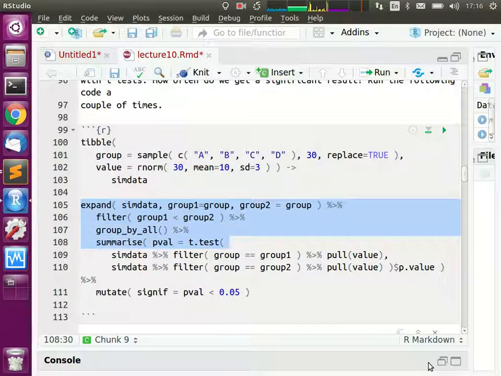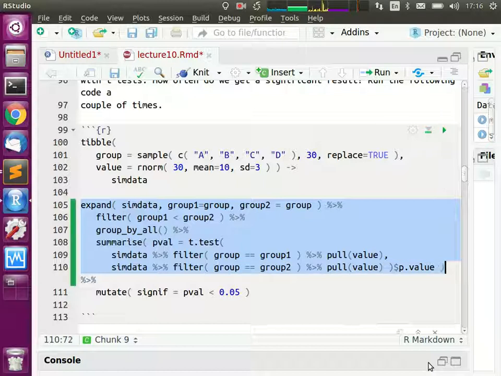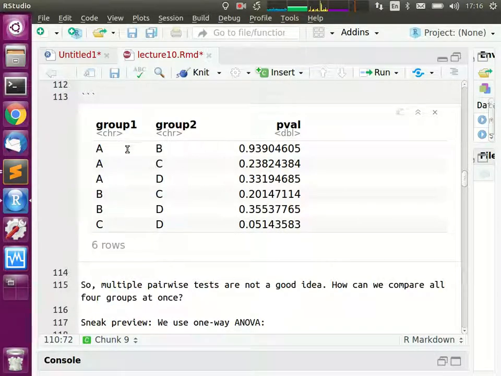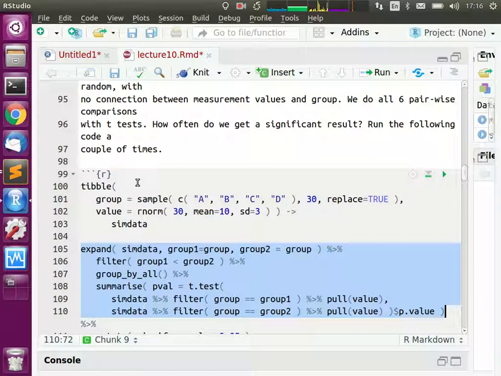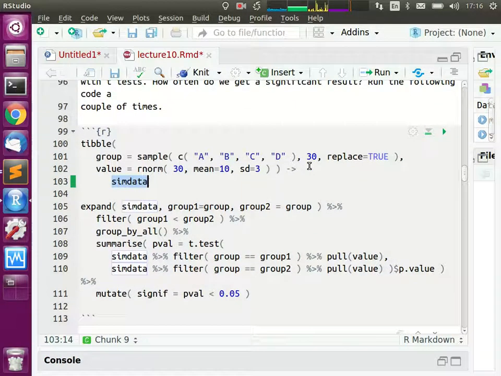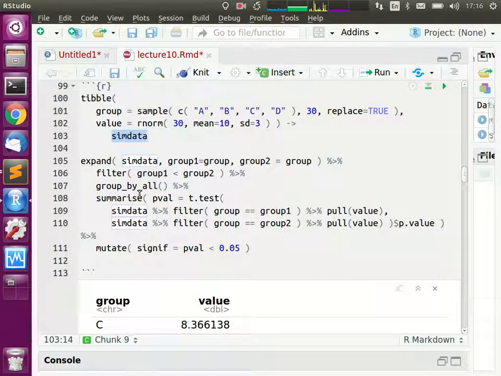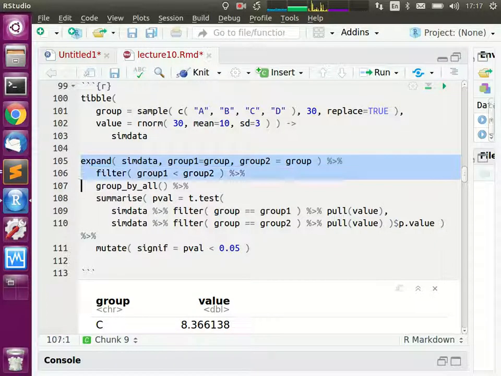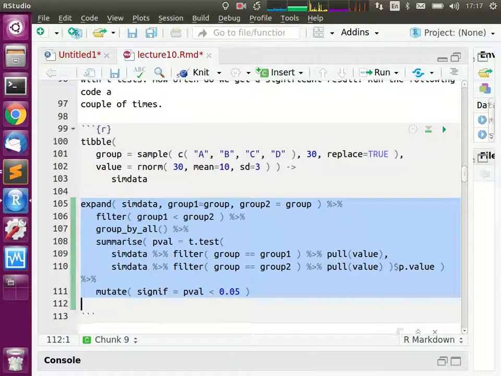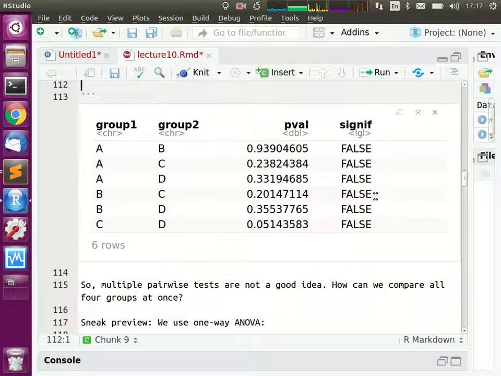And now I do a t-test where I always compare group A versus group B for this simulated data. Remember, this was my simulated data with no change whatsoever, and here I get my p-value, and in the end I add a little star to show you whether it's significant.